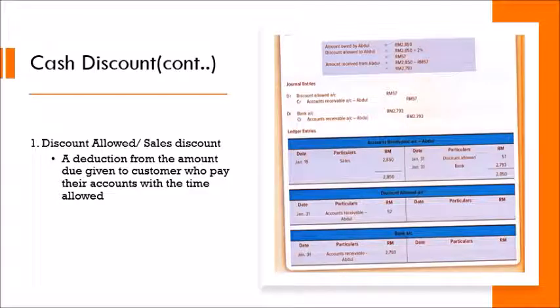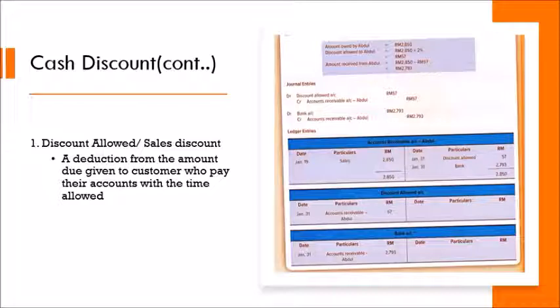Okay, so this time we will look at the example for discount allowed. You can turn to pages 51 until 52. So in those pages, we'll focus on discount allowed. The transaction is on Jan 31st: Abdul settled the amount owed by check after being allowed a cash discount. Abdul was given a cash discount of 2%. So the cash discount is 2%.